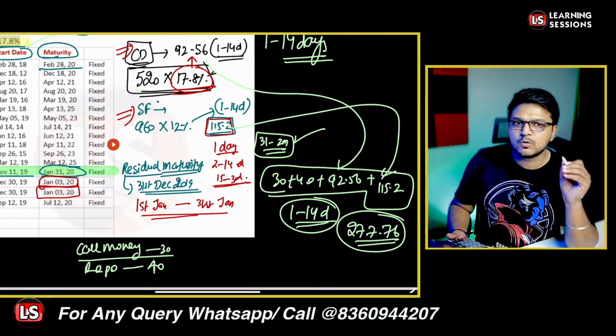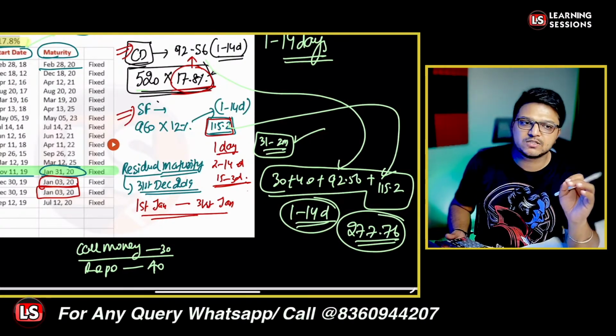277.76. That will be the total amount that will be placed under 1 to 14 days of the bucket. Is that clear? Kindly do confirm.